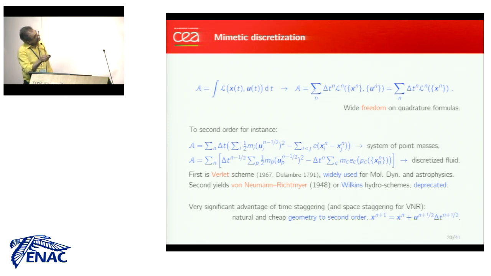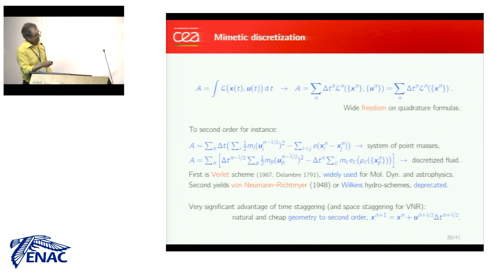We have the continuous action integral. Well, we decide to discretize it in time and space. We have a wide freedom of quadrature formulas that we can apply at this stage. And for instance, the second order, here is the action integral for a system of coupled point masses through some two-body forces. And here is the action integral that you would get for a discretized fluid with cells C and with velocity at nodes P here.